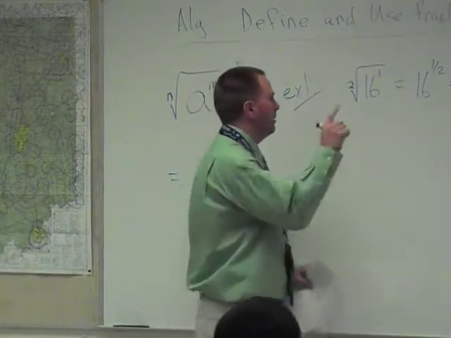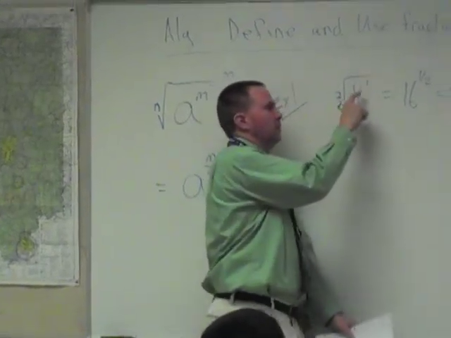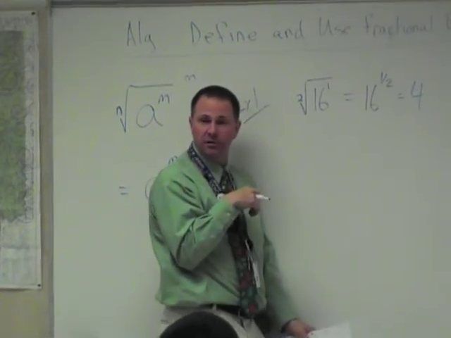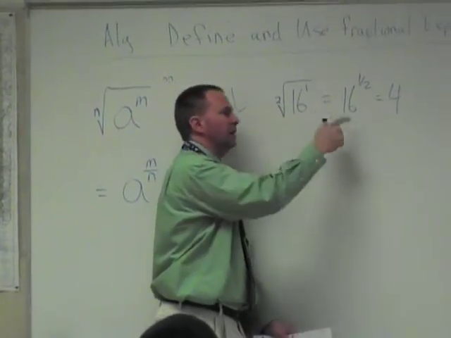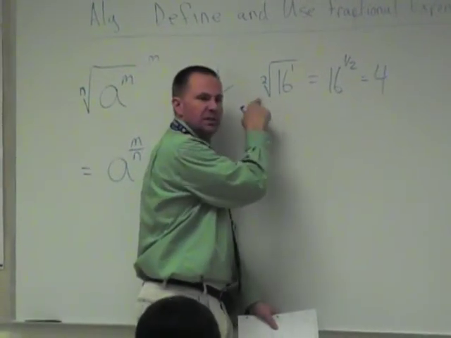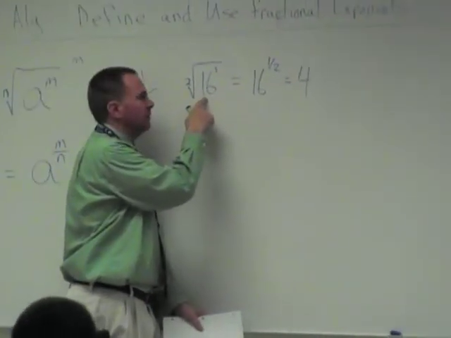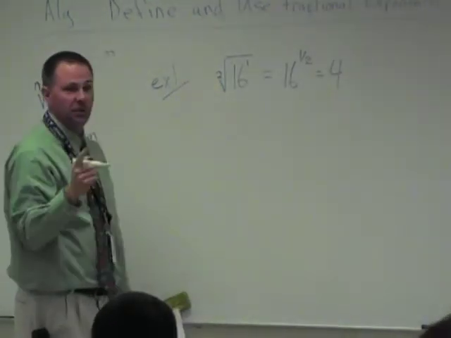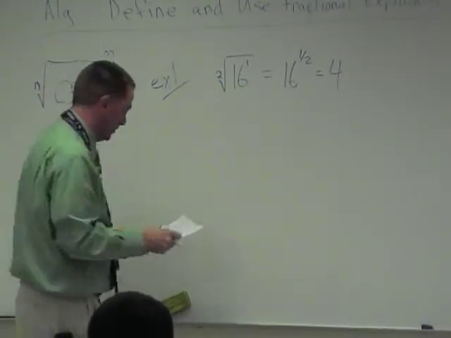Now remember, you could do 16 to the first. What is 16 to the first? 16, and then take the square root. You get 4. Well, let's take the square root of 16. 4. And 4 to the first is 4. So it's easy when there's ones. Let's see if it works with other numbers.